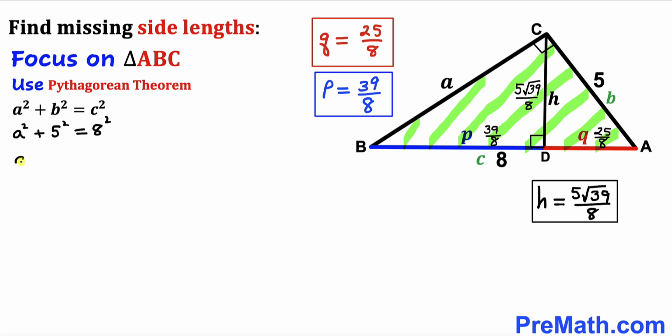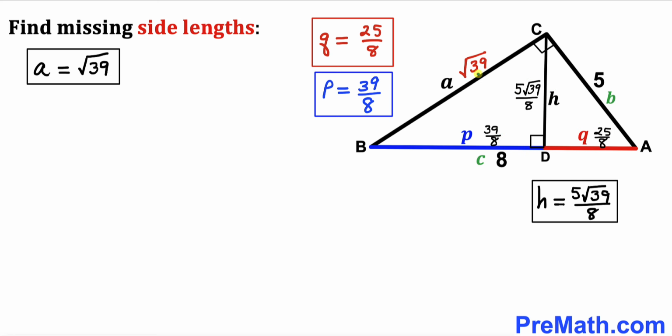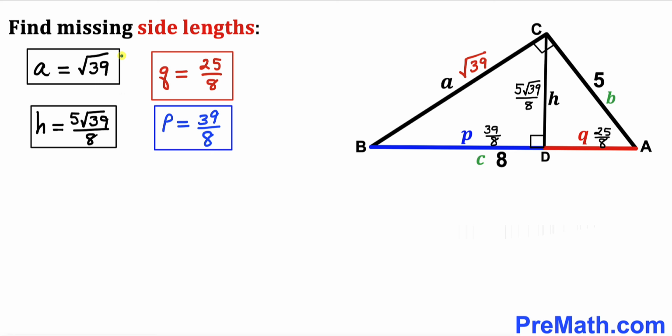Let's simplify. That is going to give us a square plus 25 equal to 64. Let me subtract 25 from both sides. This is gone. So therefore a square is going to be equal to 39. Let me undo this square by taking a square root on both sides. So therefore our lowercase a value is going to be positive square root of 39. So thus our a value turns out to be square root of 39. So thus here are the values of our missing side lengths: a, lowercase h, p and q.